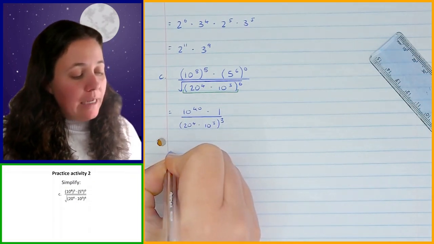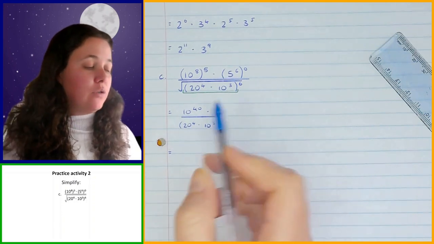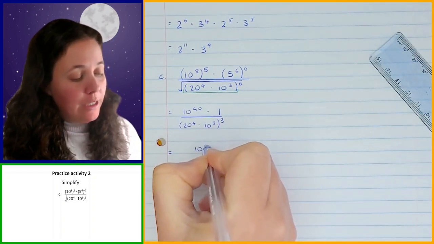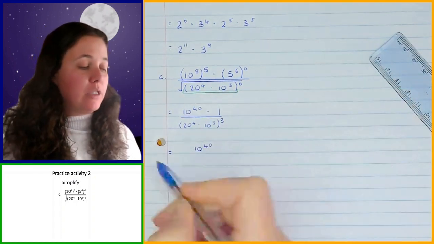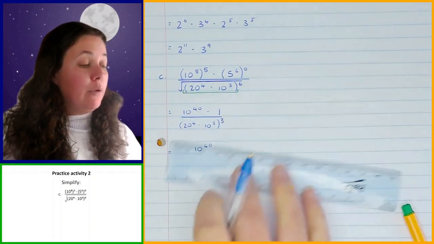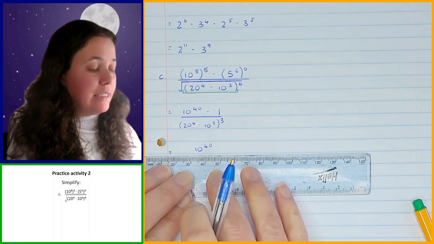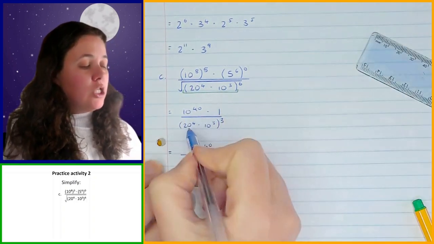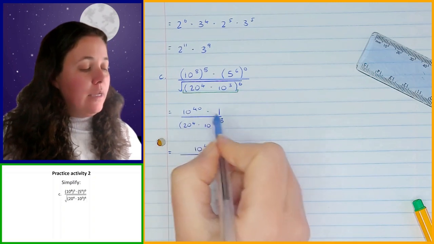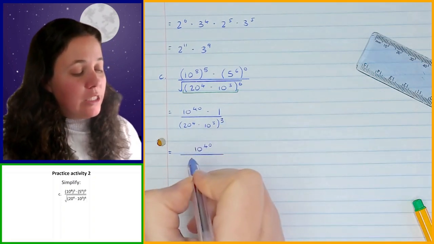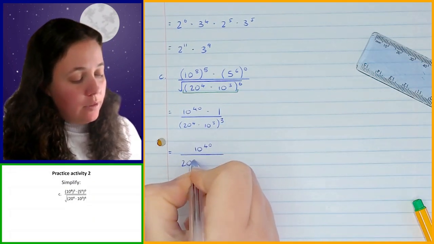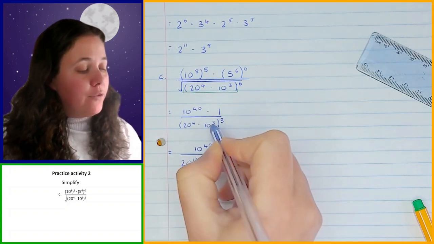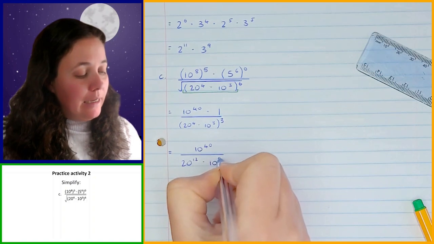So now let's go and simplify what we have left. Okay, so I've got 10 to the power of 40 at the top. I don't need to worry about that one. I can drop it now because there's nothing else up there to worry about, and because when I multiply by 1, it stays the same. Okay, over 20 to the power of 4 times 3 is 20 to the power of 12 times 10 to the power of 3 times 3 is 9.